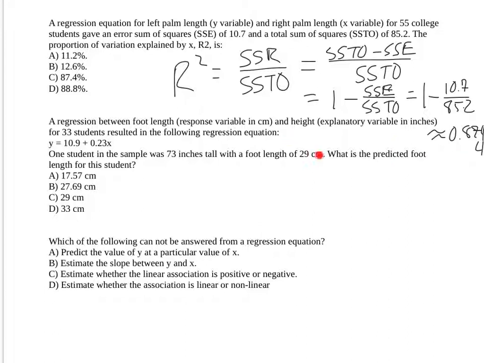So you're actually not going to use this value at all, right? You're only going to plug in his height to this equation. You're going to plug it in for x. You're going to find out what we think y should be. So if we do that, this ends up being y equals 10.9 plus 0.23 times 73. That's how we do that. Then we go ahead and plug that into a calculator, and we get a value of 27.69.